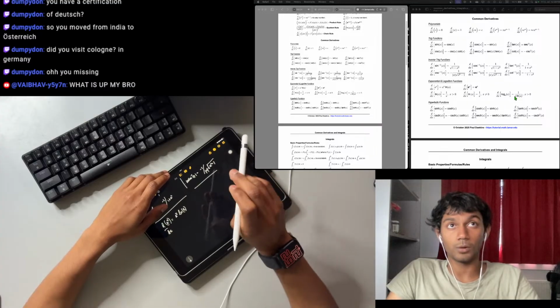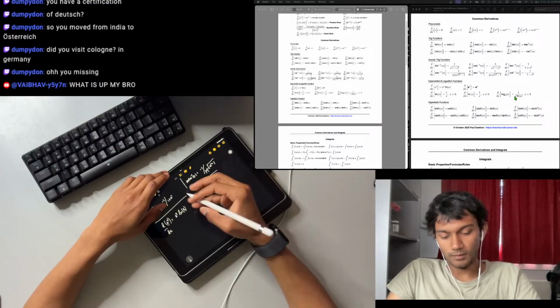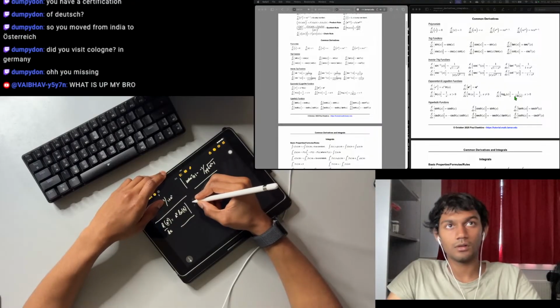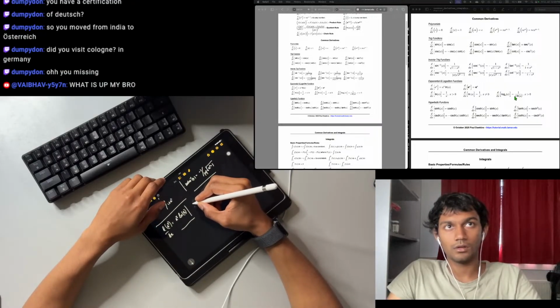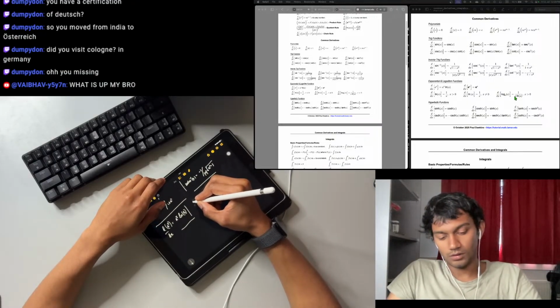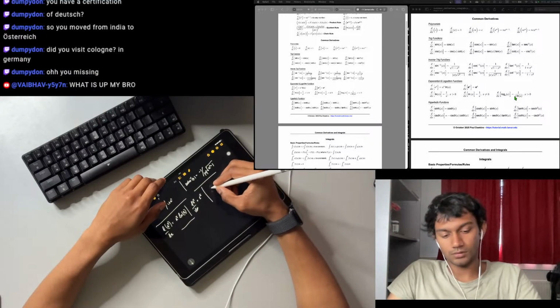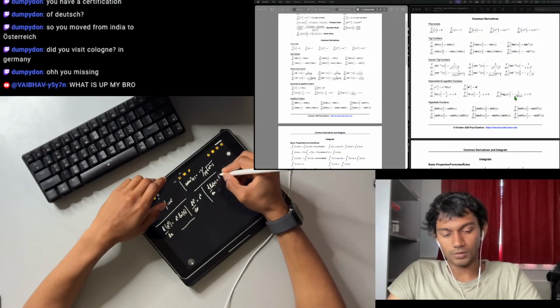Vaibhav. Yo, what's up, Vaibhav? I'm learning basic formulas right now. The derivative of a raised to x is a raised to x times natural log of a. The derivative of e raised to x is e raised to x itself. What else? The derivative of natural log of x equals 1 by x. Okay.